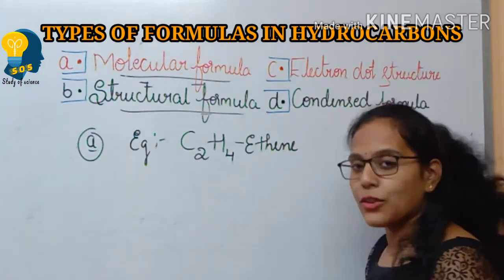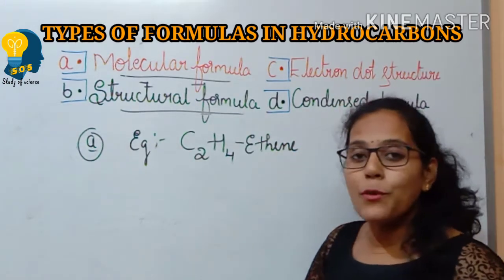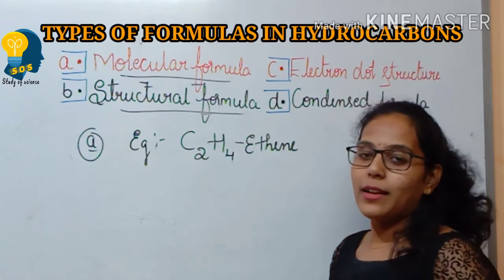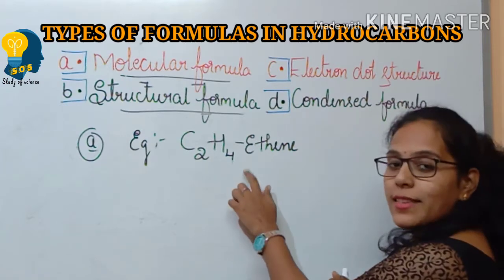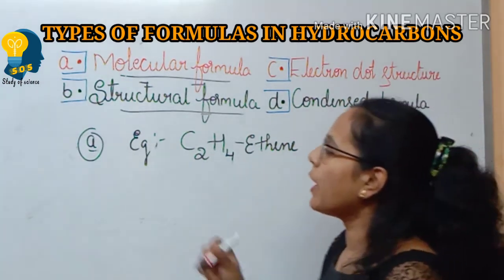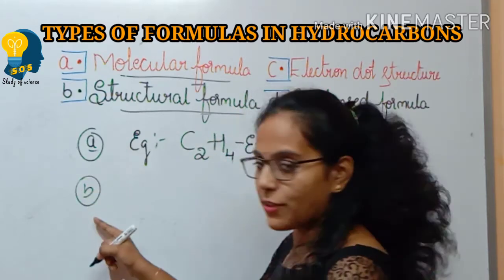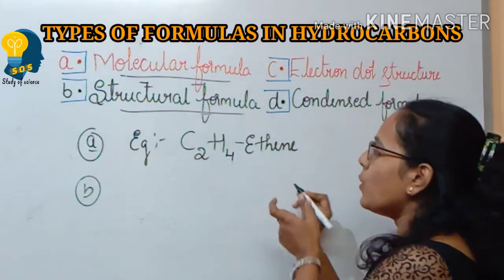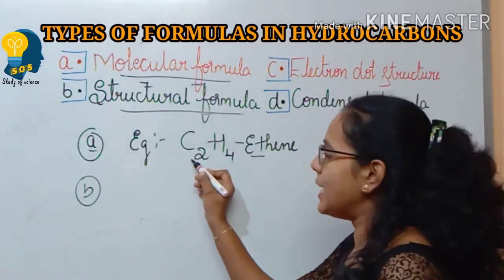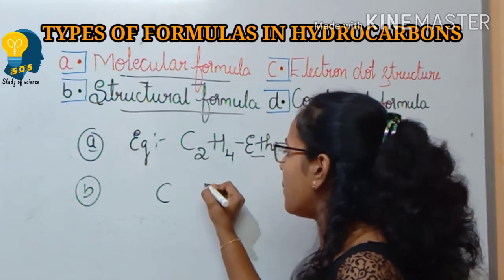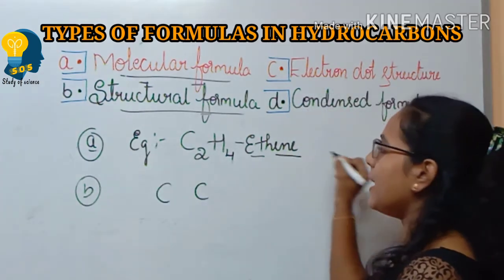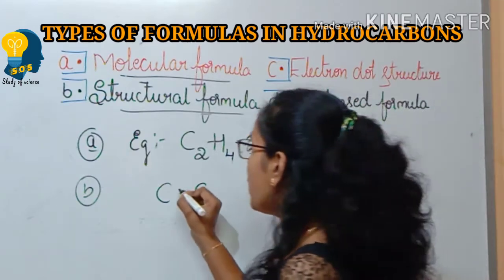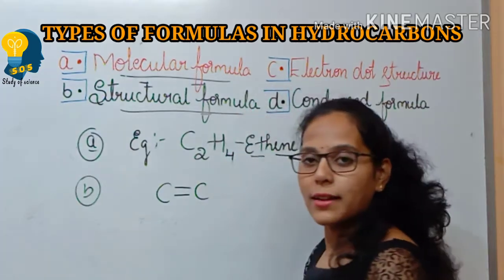The structural formula is a type of formula that represents the structure of the given compound. Okay, let us now write the structure for the same molecular formula, ethene. So this will be the second type we are talking about. We are going to write the structure for ethene. We know that eth means 2, that is C2, right? So we have to write 2 carbon atoms. What is meant by ene? Ene means a double bond between the carbon and carbon atom. So I am going to write a double bond between the carbon and carbon atom.